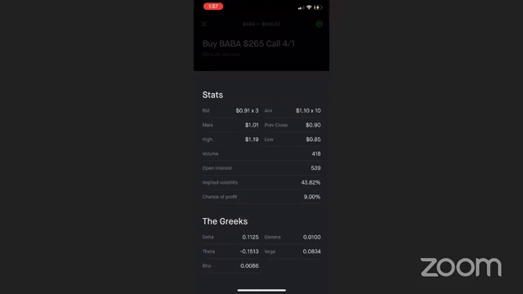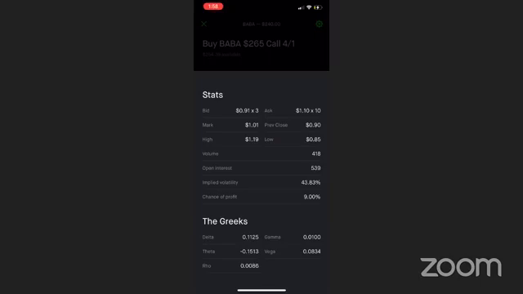I'm looking at everything else too. I'm looking at the volume. I'm looking at the open interest. I'm looking at the implied volatility. Look at the chance of profit. Nothing. It's a 9% chance of profit, so nothing. Look at the delta. I told you the delta was kind of like a rough rule of thumb of the percentage of likelihood it expires in the money.